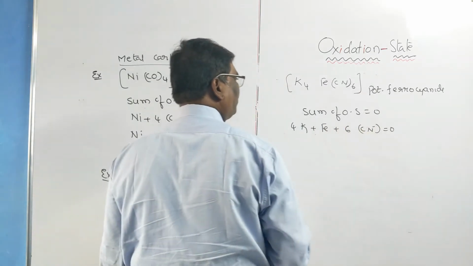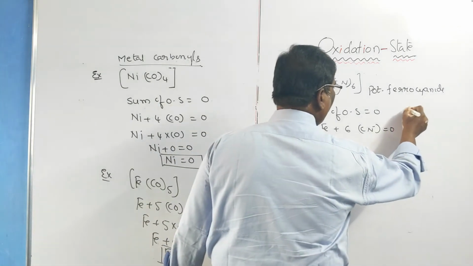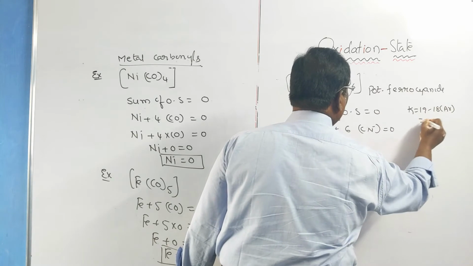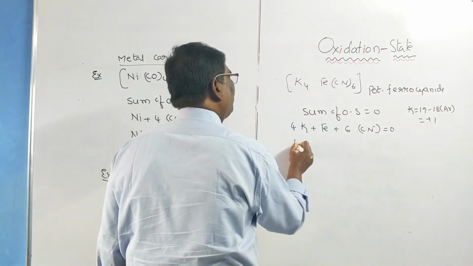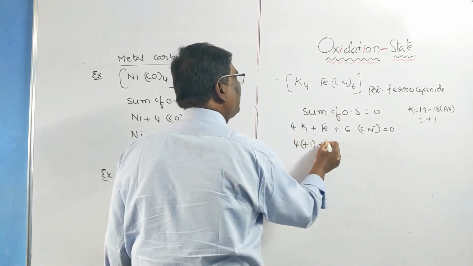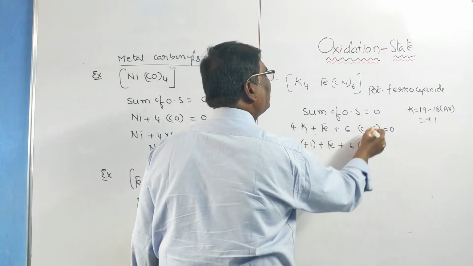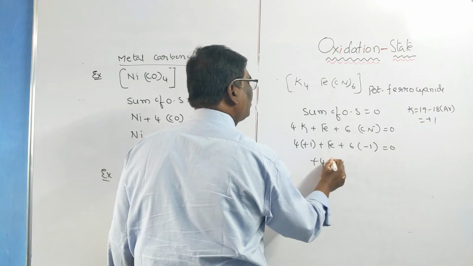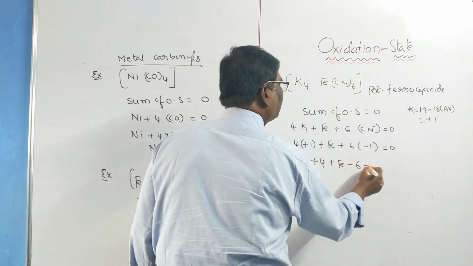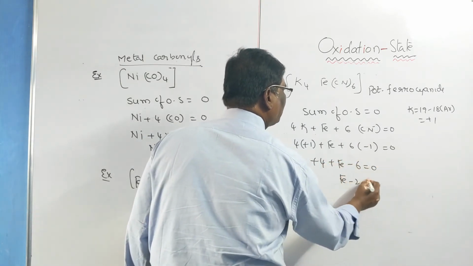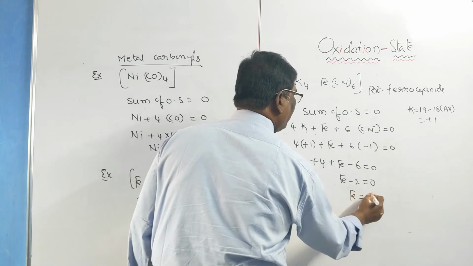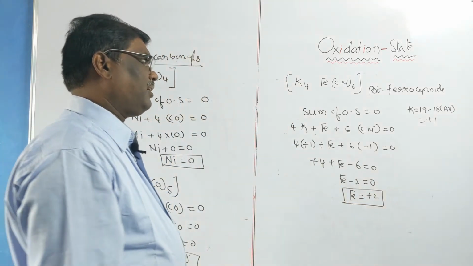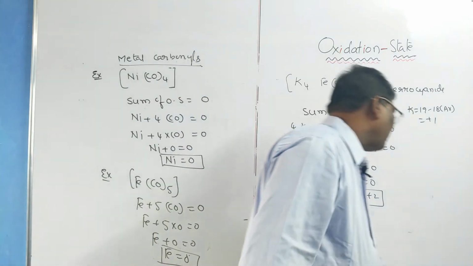You know potassium atomic number is 19, the nearest noble gas is 18, so the difference is +1. Next one, 4 into +1 plus iron we have to find out. 6 into, I told you, CN is -1 each. So we are getting +4 plus iron -6 equal to 0. Iron -2 equal to 0. Iron oxidation state is +2. Thus the oxidation state of iron is calculated in potassium ferrocyanide.